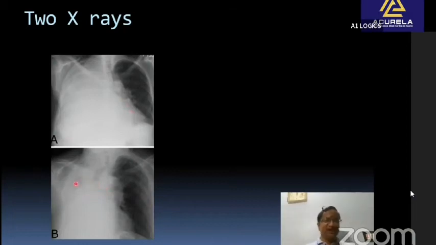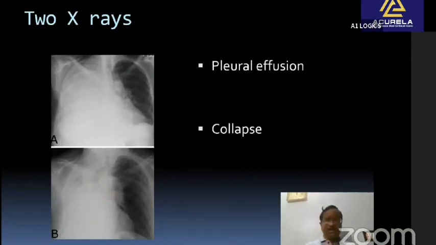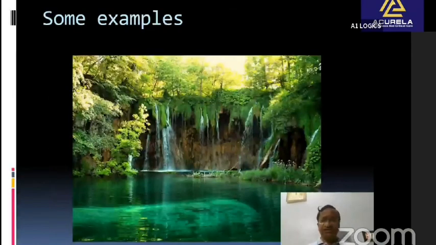But here you can see complete white shadow. Even though it is there, there are some black shadows here and there. So there is a tracheal pull here. All mediastinum is likely pulled. It is likely to be pleural effusion, and the lower one is a collapse.